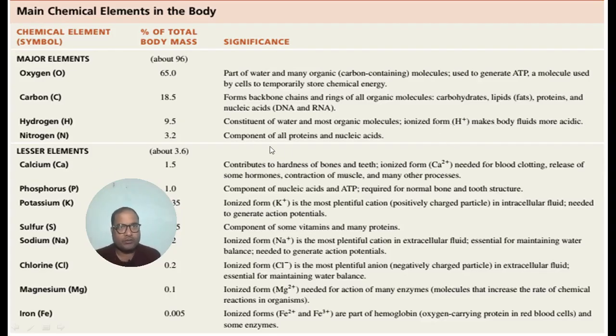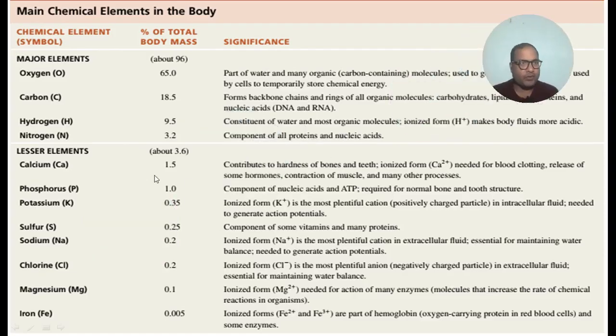So nitrogen, it is present 3.2% of total body mass, components of all proteins and nucleic acids. So nitrogen is present mainly in the proteins and nucleic acid. Similarly, if we talk about lesser elements which are present 3.6% by a total body mass. So calcium is a major lesser element, which is present 1.5% of total body mass, and it contributes to hardness of the bones and teeth.